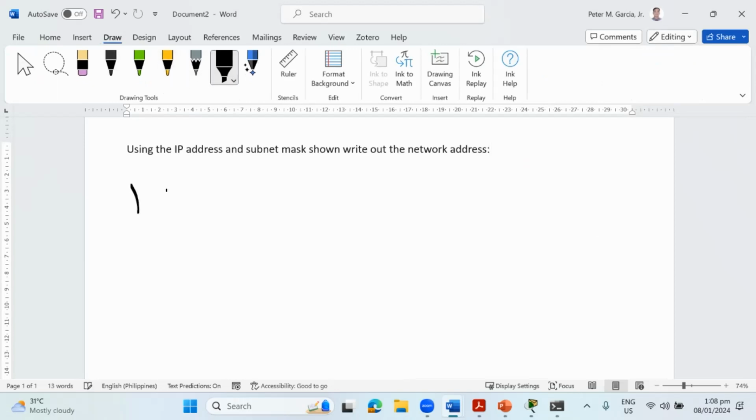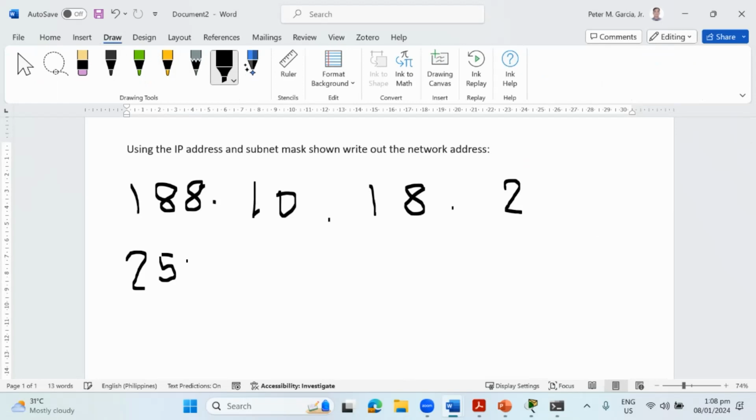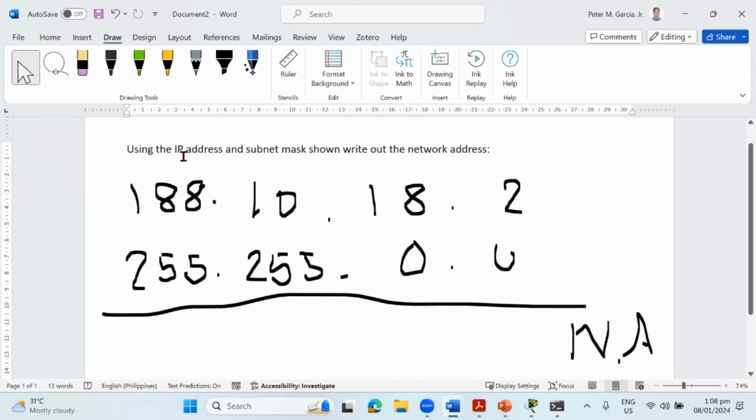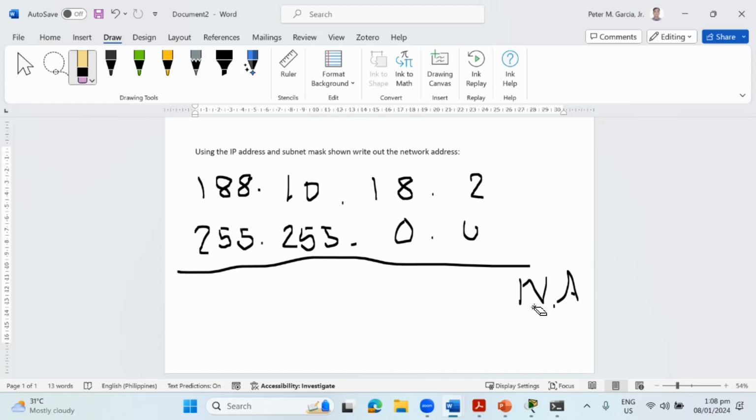So, for example, may IP address ako na 188.10.18.2. Tapos subnet mask 255.255.0.0. So what would be the network address? So what is NA or network address? Hinahanap natin yung network address. Kailangan natin ay network address.